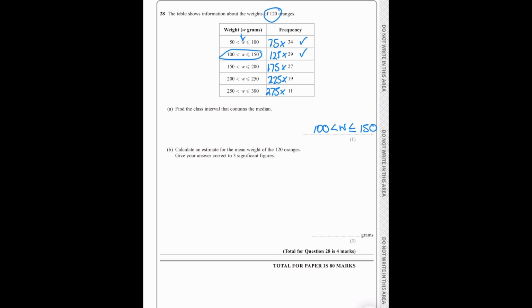If I work those all out and then divide by the total frequency, which was 120, I get the answer of 151.67, which to three significant figures would be 152 grams.